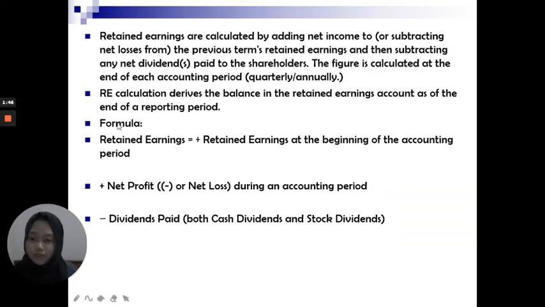This is the formula. Retained earnings at the beginning of the accounting period, added with net profit or net loss during the accounting period, and then subtract dividends paid, both cash dividends and stock dividends.